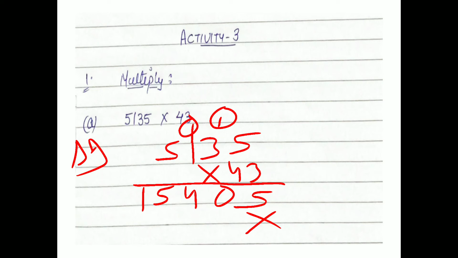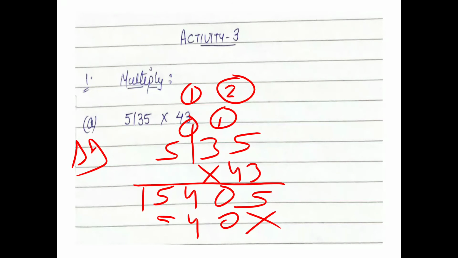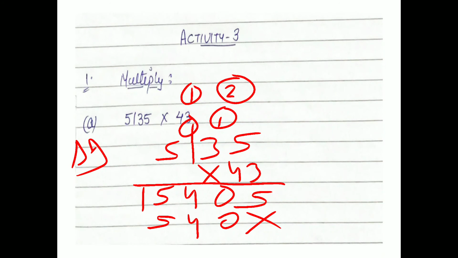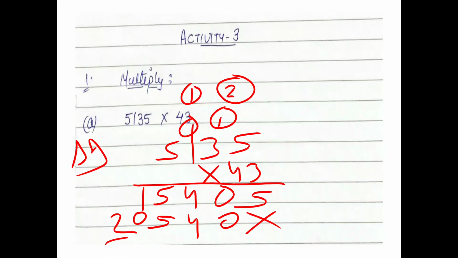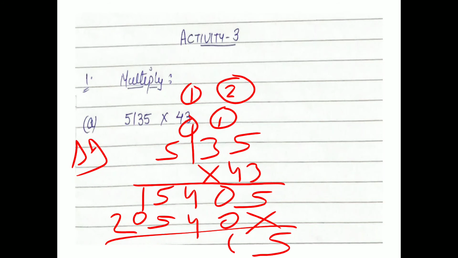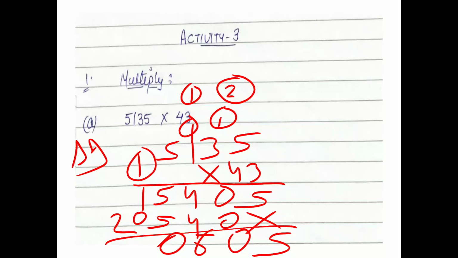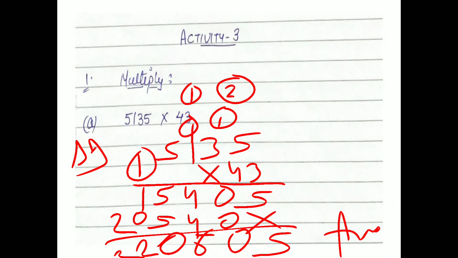Now 4 5s are 20. 2 go on 3. 4 3s are 12. 2 14. 4 1s are 4 plus 1 5. 4 5s are 20. So answer will be what? 50801 as a carry 2 2. Clear? This is the answer. Now I do next part.